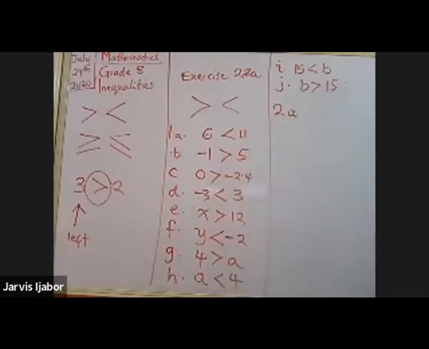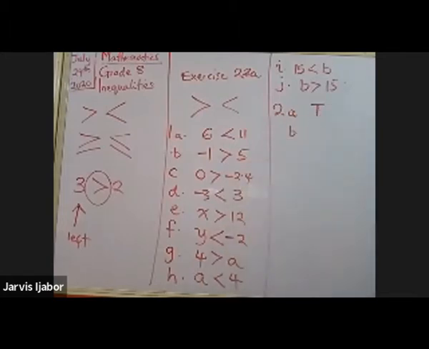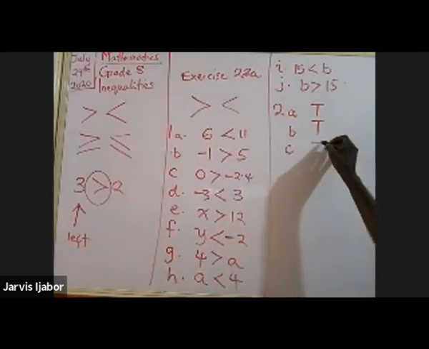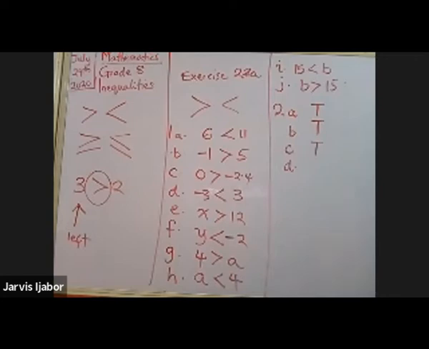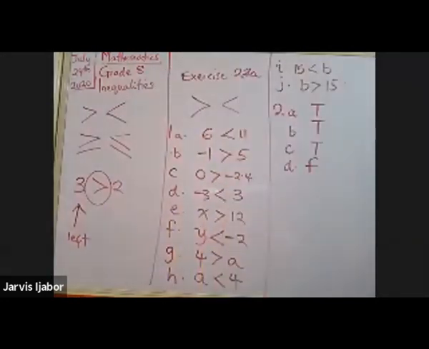Then number 2, A, true or false? 13 is greater than 15. That is true. B, 19 is less than 21. That's true. C, 22 is less than 24. That's true. D, negative 15 is greater than 7. That's false. A negative number can never be greater than a positive number.